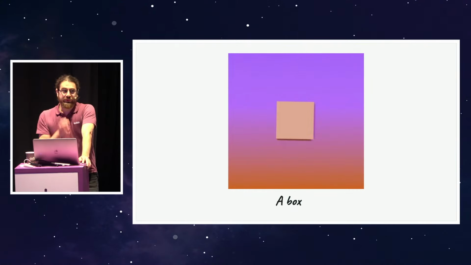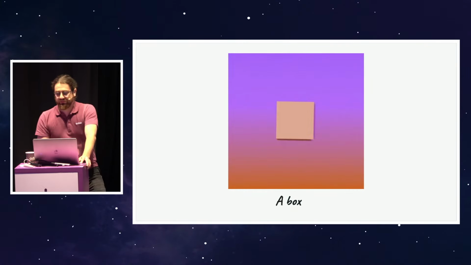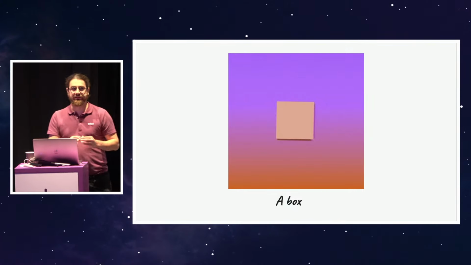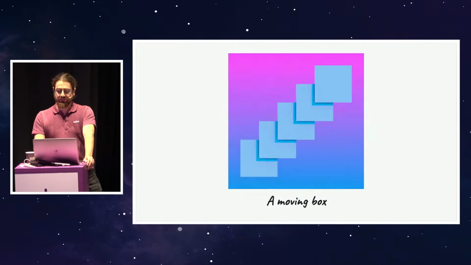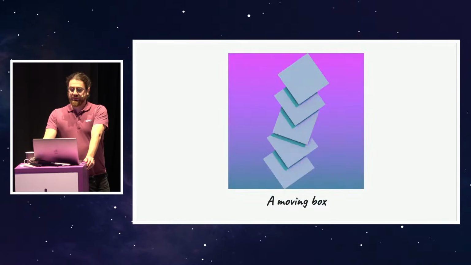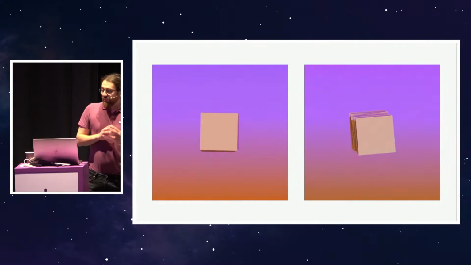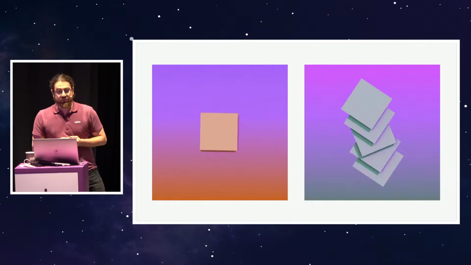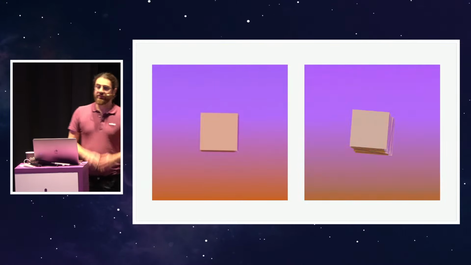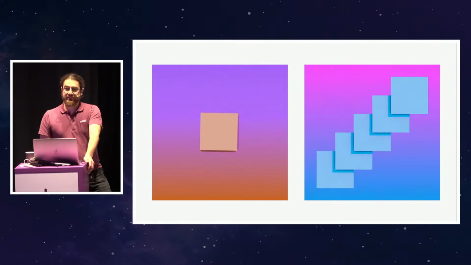I would like you to introduce a box. So we see here this box is square, it's nice, has a beautiful background. And then we have a moving box. So can we see the difference between the box and the moving box? Does any one of you here know the main difference between the box and the moving box? Anyone?